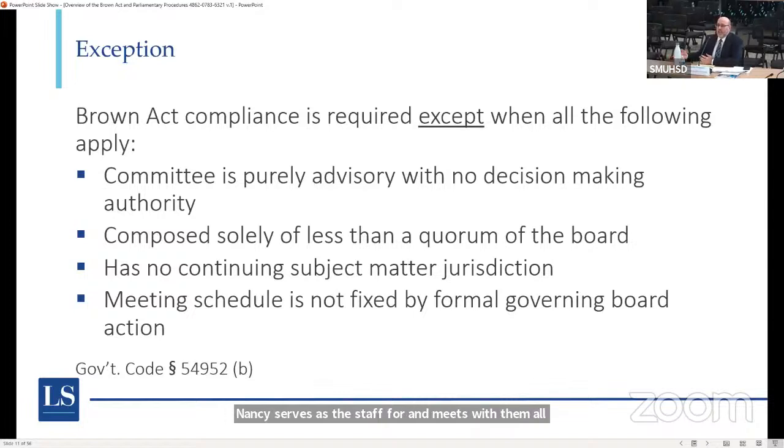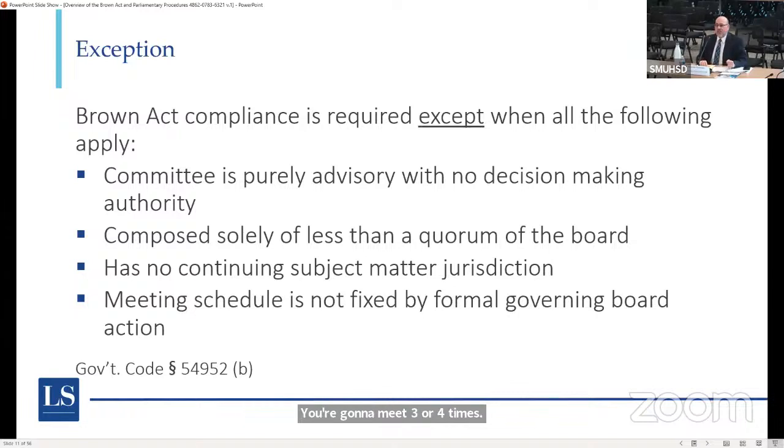So that's that fine distinction. Third thing is they have to have no ongoing subject matter jurisdiction. What does that mean? It means that you can't have them appointed and be meeting year after year after year, that they clearly are going to have an ongoing responsibility. This is really intended for short-term. You're going to meet 3 or 4 times. You're going to come back with a recommendation to the board.